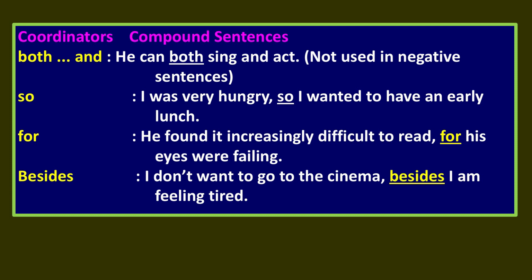We cannot say both sing and act; the sentence will be wrong. Right. So, I was very hungry, you look at the comma, right. So I wanted to have an early lunch. So we have two clauses, you see, and two sentences, and so the coordinator is the conjunction. In that case you can use a comma. So this is very important for your writing. When you are writing something, you should use a comma here when you are using some coordinators, right, like yet, so, like this, right, nevertheless and all these things. For he found it necessarily difficult to read, you see, comma, for his eyes were failing.